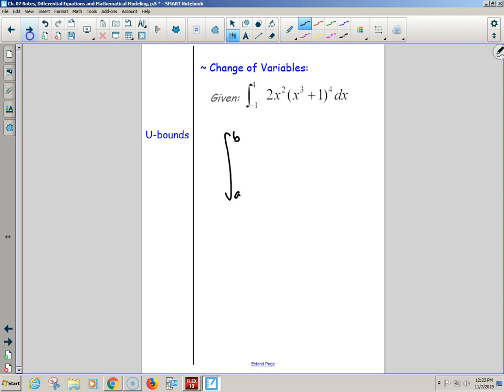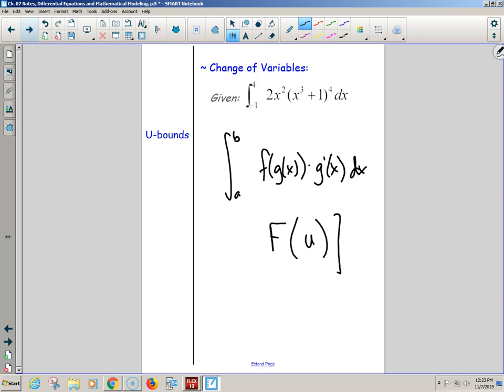Ready? You have a to b. They're x bounds because I have a dx, and I have an f prime. How could they do that? I think they would have to have a g prime somehow in there. Then this could be f of u from g of a to g of b. Does that make sense?